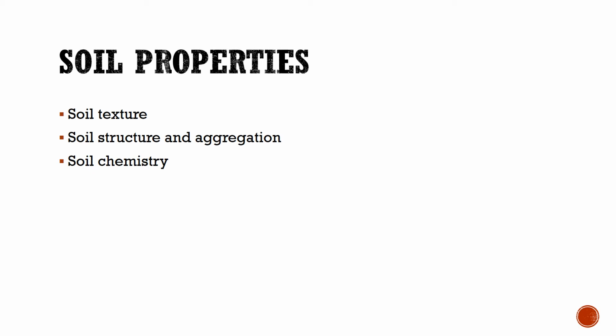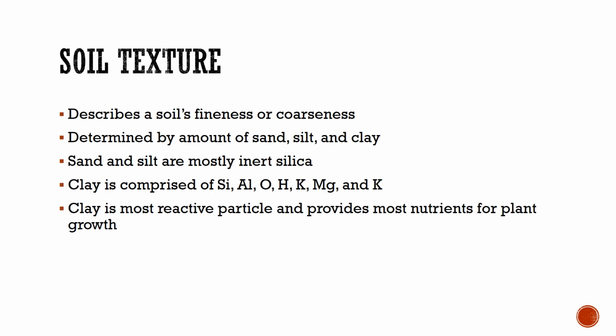So now let's look at some soil properties and what all they entail and how they help soils interact with plants to make them grow. The three things we're going to look at in this mini lecture are soil texture, aggregation and structure, and then soil chemistry. So soil texture is, in essence, what we describe as the fineness or the coarseness of a soil.